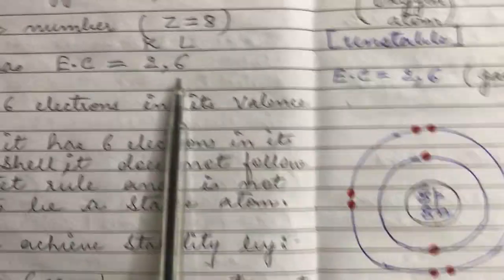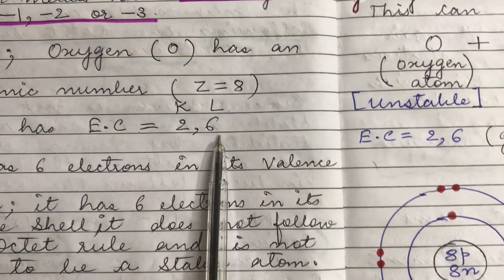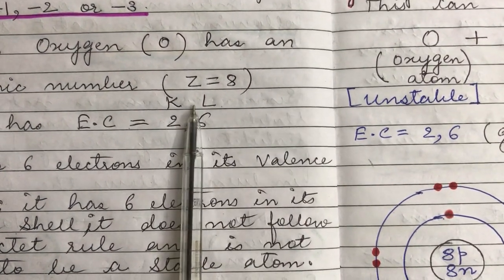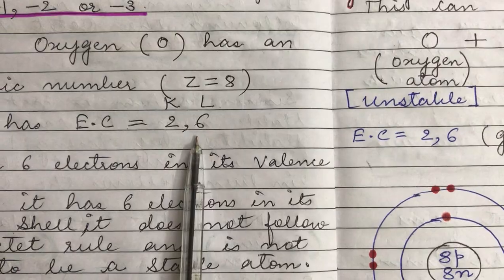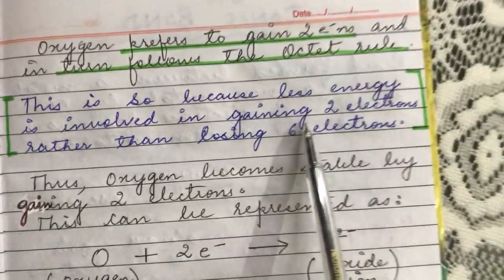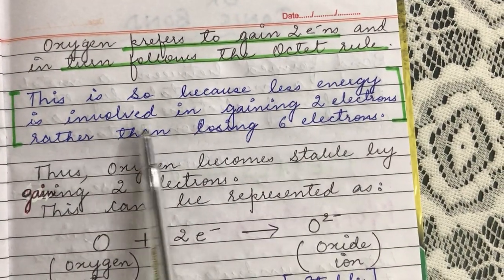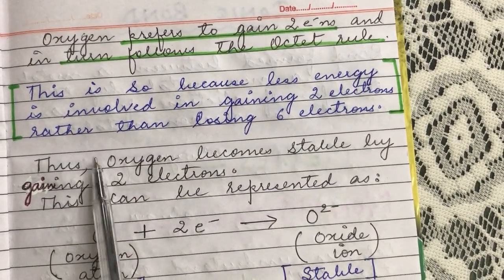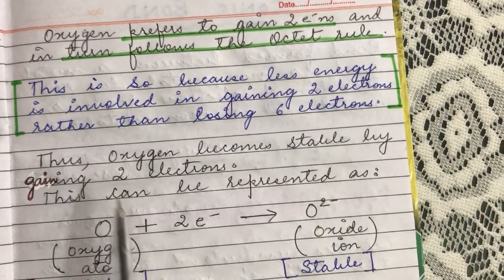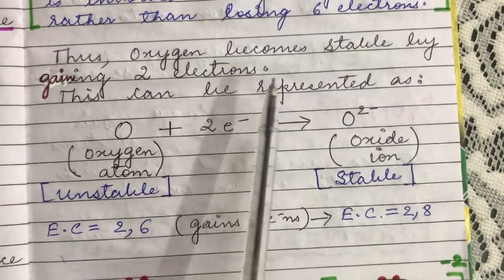Now, what is the reason? If it gains 2 electrons, it involves less energy. If it loses 6 electrons, that involves more energy. And thus, oxygen prefers to gain 2 electrons. This is so because less energy is involved in gaining 2 electrons rather than losing 6 electrons. Thus, oxygen becomes stable by gaining 2 electrons.